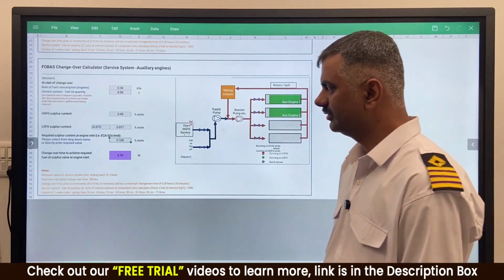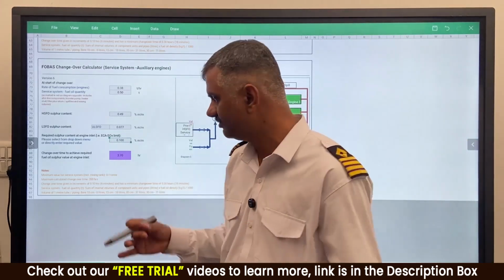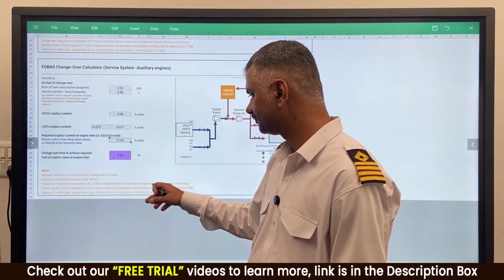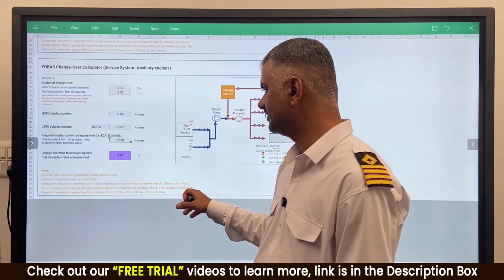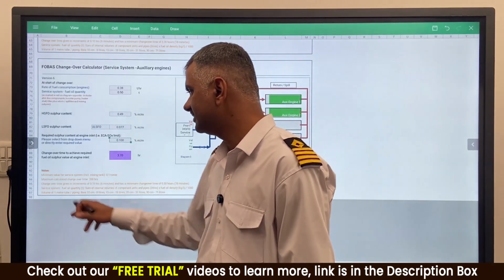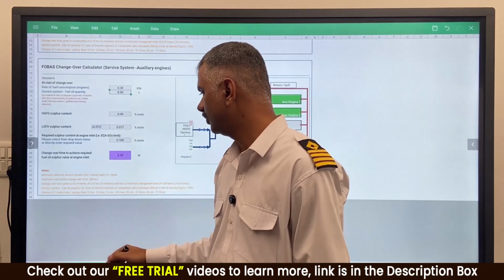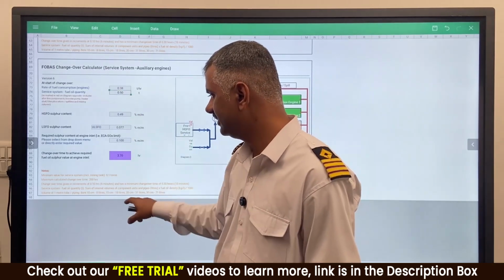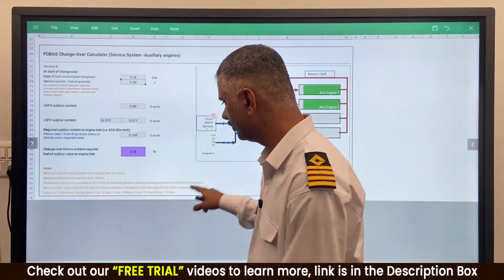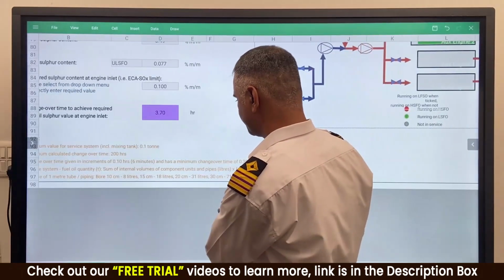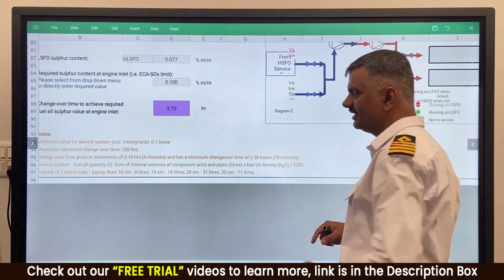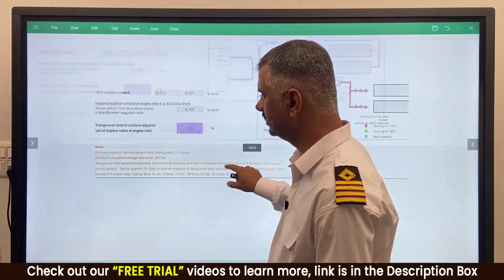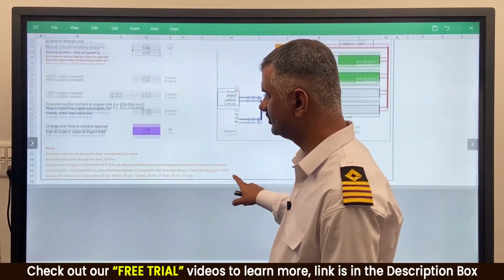I'll take 3.7 hours for the auxiliary engines changeover. Okay, so that has been calculated with the service system from the internal volumes of the components of the pipes, multiplied by fuel oil density, divided by 1000. That is the service system. So this service system value 0.5 has come from this fuel oil quantity T. Here T is equal to the sum of the internal volume of the component units in liters, multiplied by density, divided by 1000. So that will give you kg, or the amount of fuel contained in the service system.